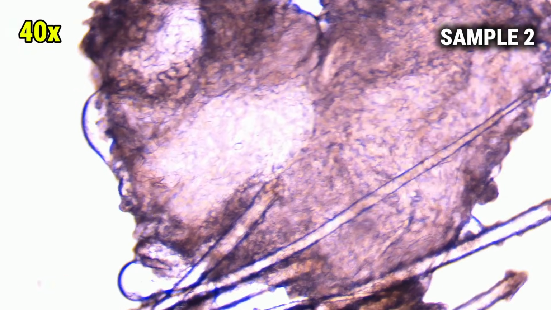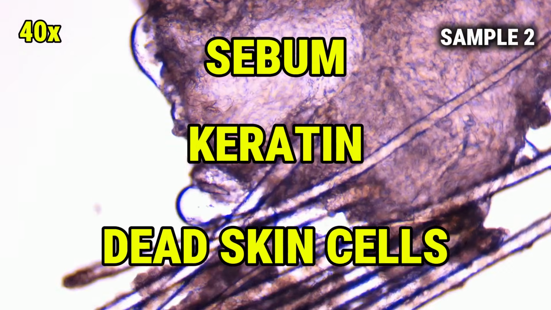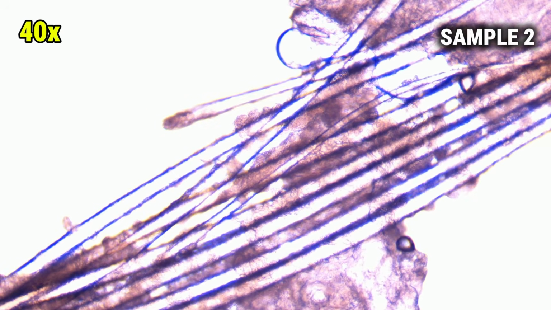Right here you can see a large clump of material which is mostly a mix of sebum, keratin, and dead skin cells that were packed tightly inside the pore. Just a tiny collection of oil and skin that used to be sitting inside one pore of my nose.